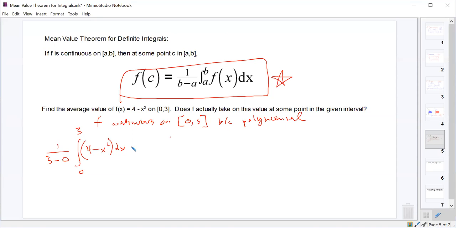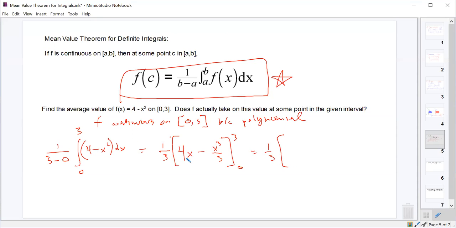This should be very easy. We should be able to integrate that, with a constant of 1/3 out in front. What's the integral of 4? 4x. And what's the integral of minus x squared? Minus x cubed over 3. We'll evaluate that from 0 to 3, and that's all we need to do to figure out what the average value is.